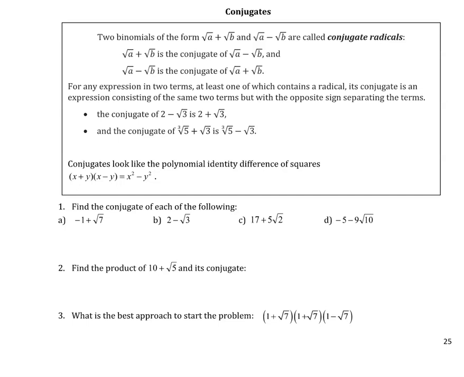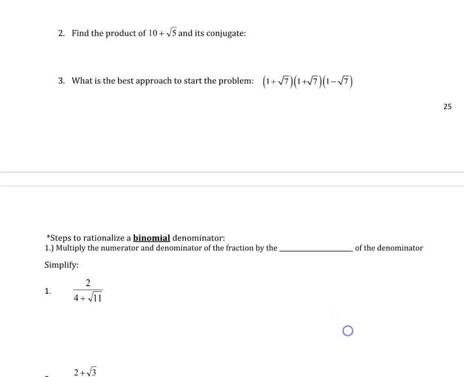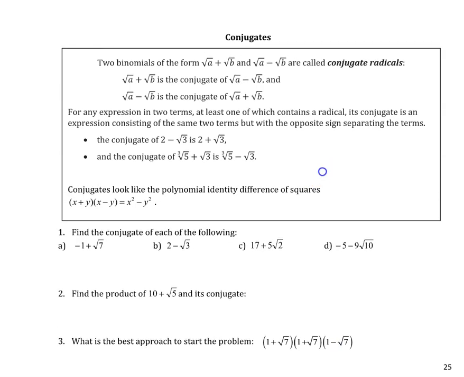Hi guys, we are on day 10 of our notes, the continuation of what to do when we are rationalizing denominators that look like this, where there are two terms, maybe there's a plus or a minus in between them, and we need to rationalize the denominators, meaning get rid of the radical in the denominator. Well, we're going to use something called conjugates.